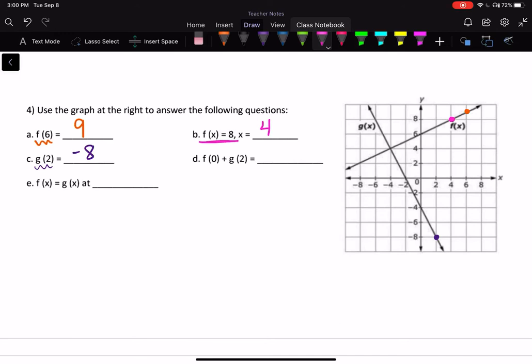Now I need to find f of 0 plus g of 2. F of 0 is going to be 0 on the x-axis, then up to my f graph, which gives me 6. Plus g of 2, I go to 2 on my x-axis, then down to my g graph, which is -8. 6 plus -8 is -2.